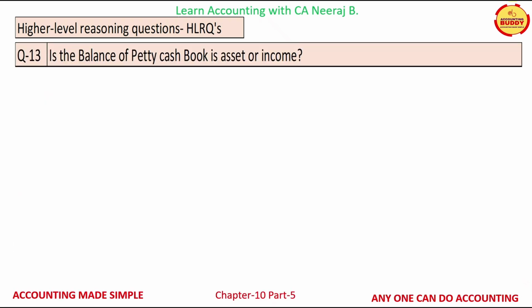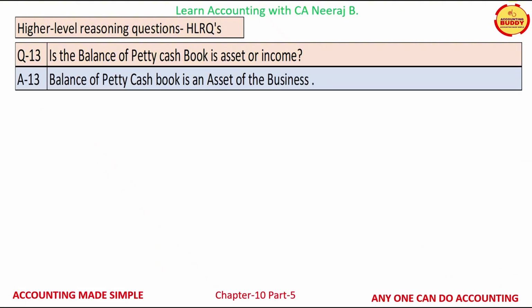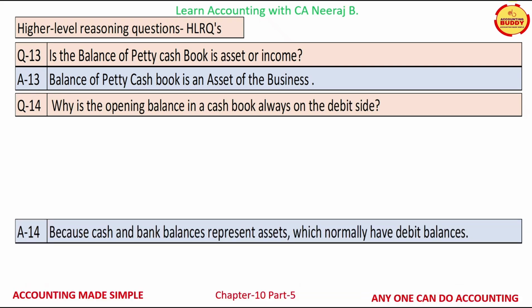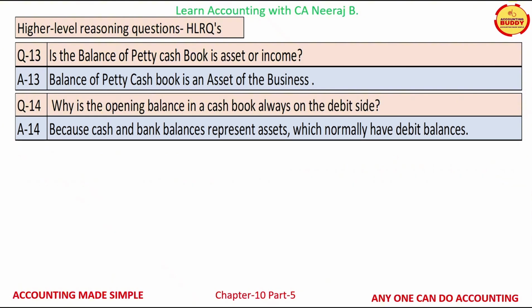Question number 13 is the balance of petty cash book is asset or an income? And the answer is balance of the petty cash book is an asset of the business. Question number 14, why is the opening balance in the cash book always on the debit side? The answer is because cash and bank balances represent assets which normally have debit balances.